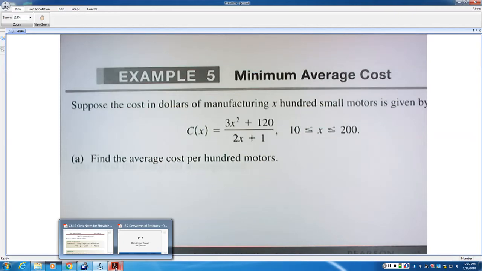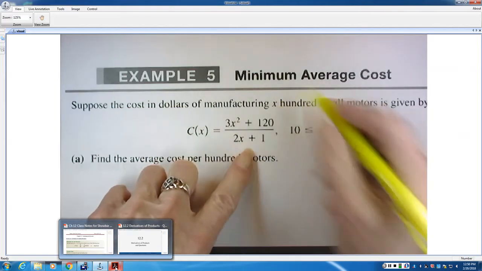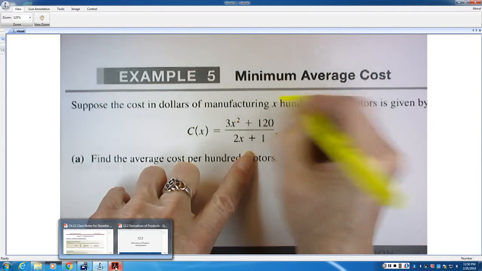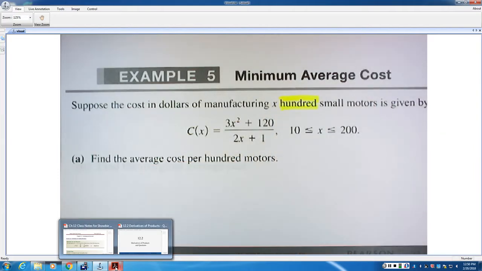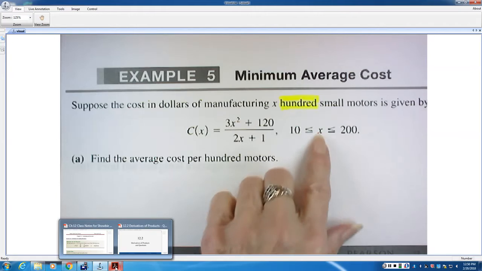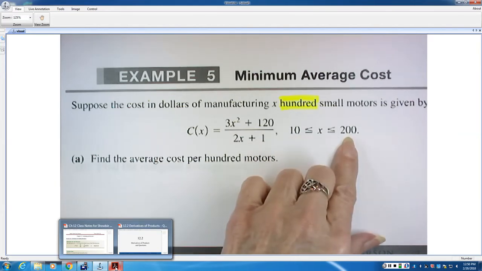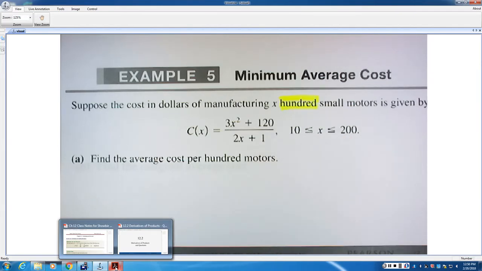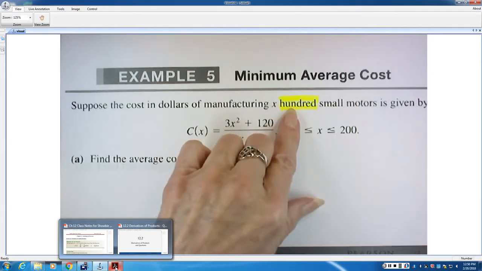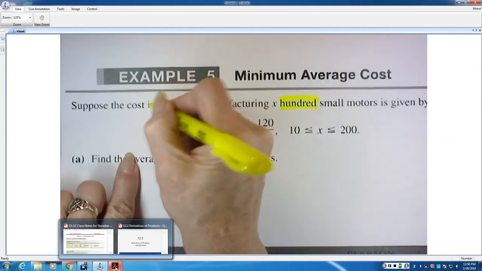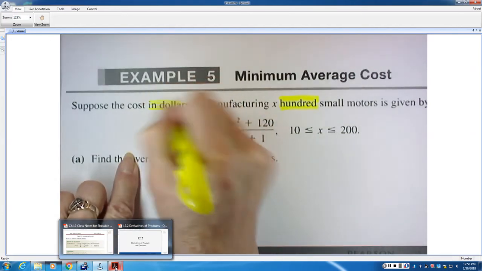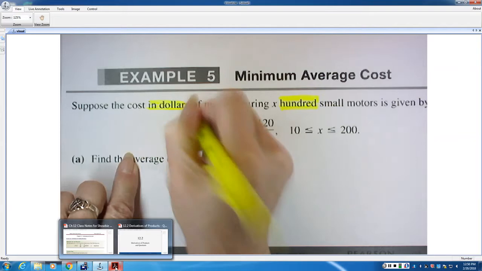The things that you need to pay attention to, once again, X is measured in hundreds. Pay attention to that. If this is 10X, that means that's 1000 when you actually use it. And this is 200 hundred, which is 20,000. So remember, the value of X has units. And this is the cost in dollars. So when we start answering questions, we have to pay attention to those words.